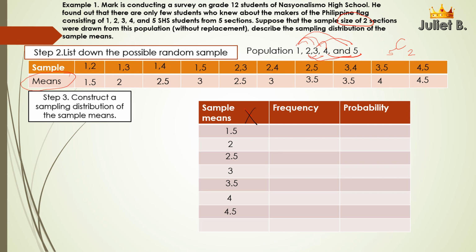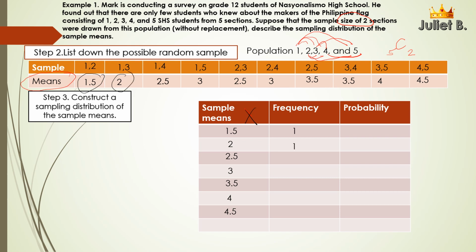Kung nakikita nyo, 2.5 ay dalawa. Pero hindi natin siya ililista bilang dalawa. Saan mag-a-appear ng dalawa siya? Sa frequency yon. Same with 3.5. So, bilangan natin. Ang 1.5? Isa lang. So, 1 ang ilalagay natin sa frequency. Ilan ang 2? Bilangin, meron pa bang 2?